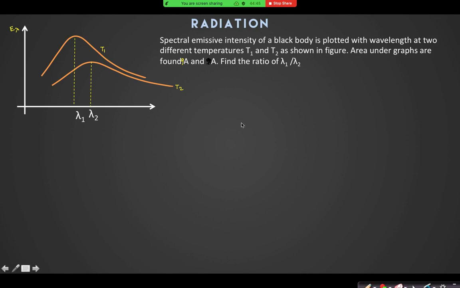How can we find 1 by root 3? We know that intensity is sigma T to the power 4, right? Intensity is proportional to the fourth power of the absolute temperature. So I can say that 9A by A is equal to T1 to the power 4 by T2 to the power 4. So T1 by T2 is equal to root 3. But lambda 1 by lambda 2 is T2 by T1, right? So 1 by root 3 is the answer to this question.